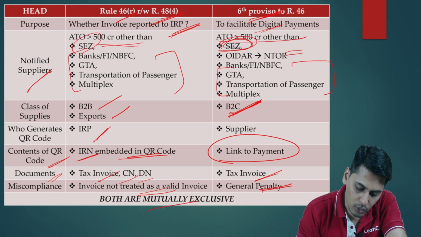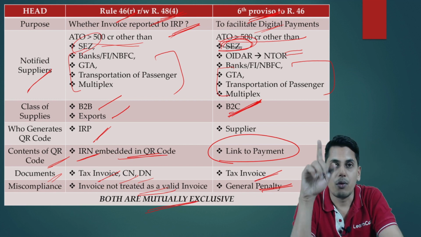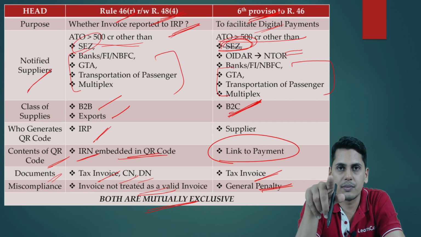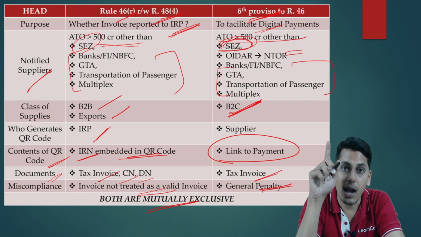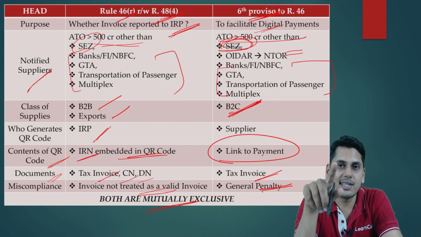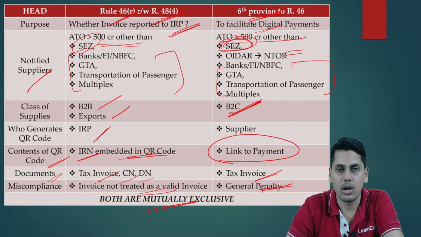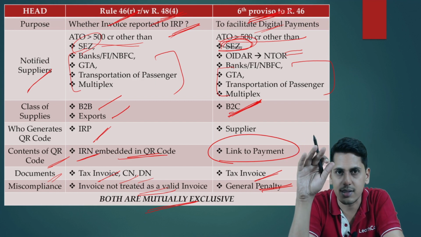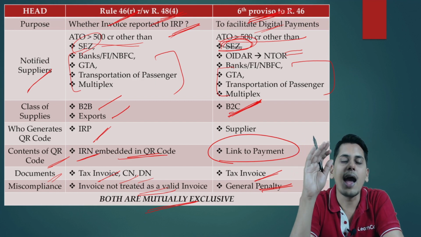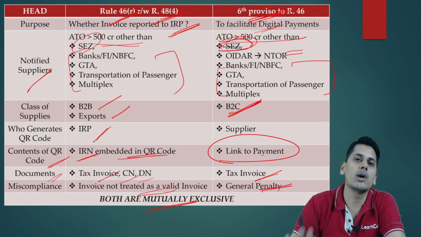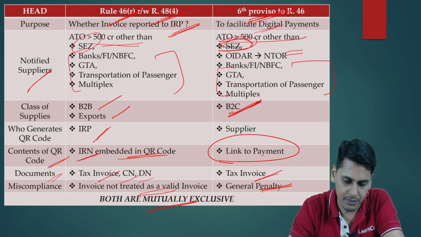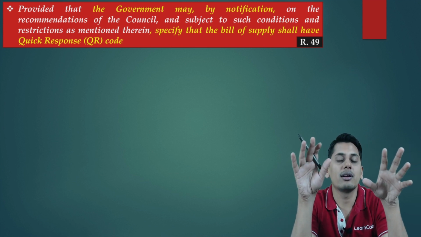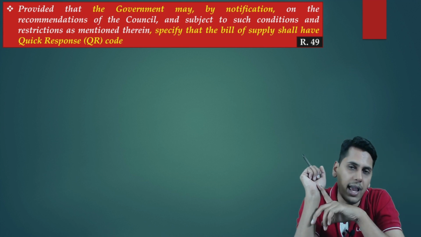please understand, both are mutually exclusive. One particular invoice will not contain both these QR codes. Either it will contain the 46 subrule 4 QR code, or it will contain the QR code as mentioned in 6th proviso to rule number 46, because one is for B2B and one is for B2C. Both of these QR codes are mutually exclusive. Now friends, this is all about the amendments which was there in the contents of tax invoice.